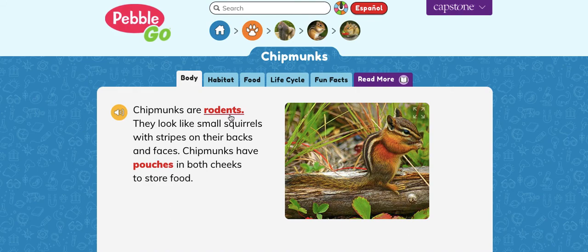Wasn't that interesting? Notice how every time they pronounced a word, it was underlined. Why do you think certain words are in red and when you hover your cursor over the words, a hand appears? When you see a hand, no matter if it's in Pebble Go or another place, it means that when you click, you will be taken to another place. Let's try it. Click on rodents.